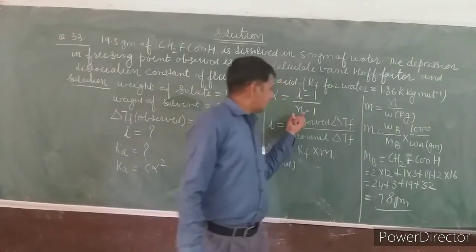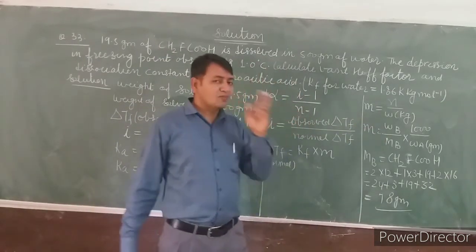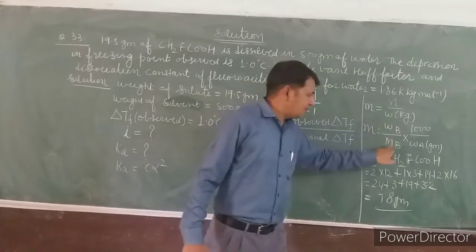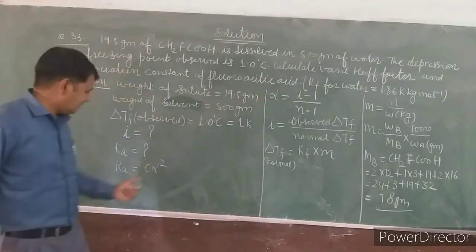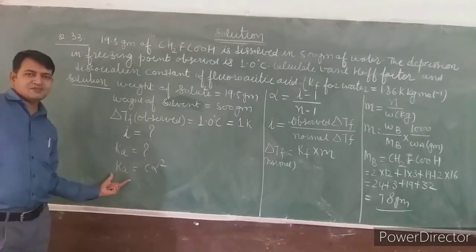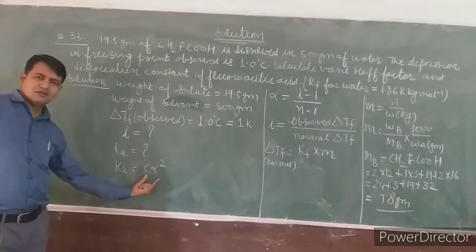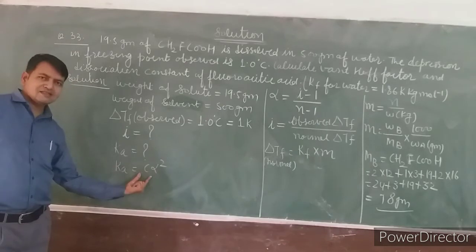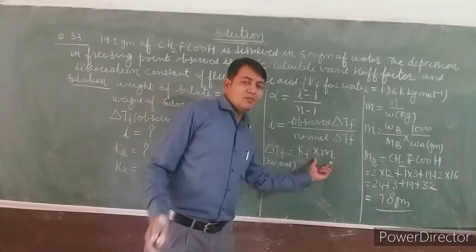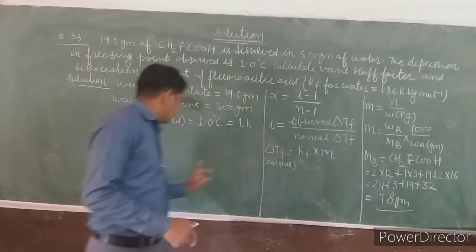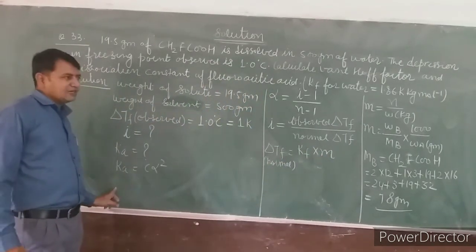To find the value of n, n is the number of moles of solute, Wb upon Mb. Put it here, calculate alpha. After getting alpha, the task becomes easier. K is equal to C alpha square. Again, C is the concentration. Here the concentration we are using in terms of molality. So put the value of molality here, alpha, and calculate K.